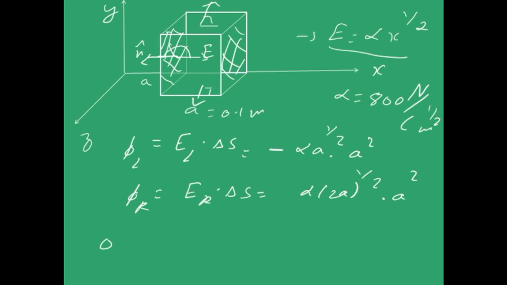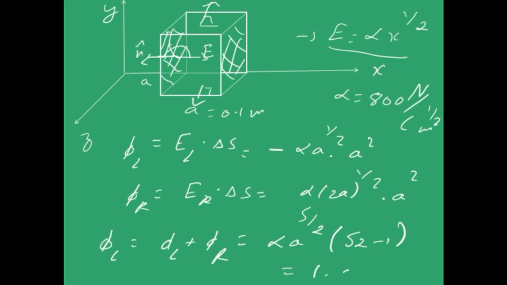Now add these both things. To calculate the flux of the cube, let me name it phi c, which is nothing but phi L plus phi R. If I add these both things, I'll get alpha into a power 5 by 2 and root 2 minus 1. Put values of a as 0.1 and alpha as 800. We'll end up with 1.05 Newton meter square per coulomb. This is the unit of flux, and that's it for today. Bye.